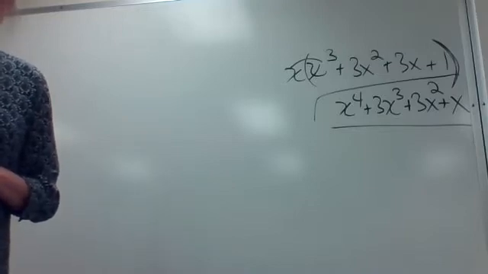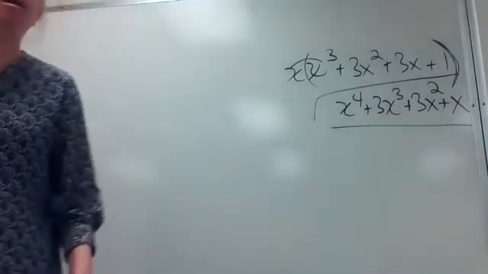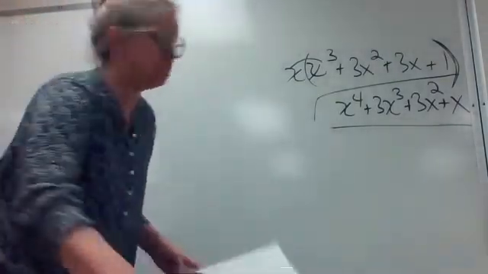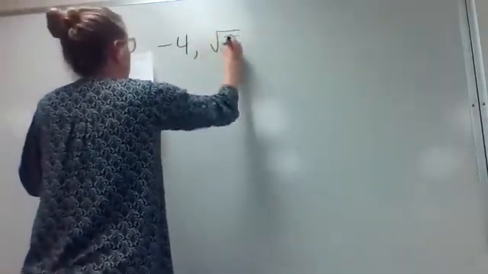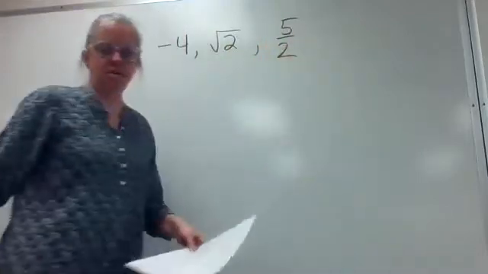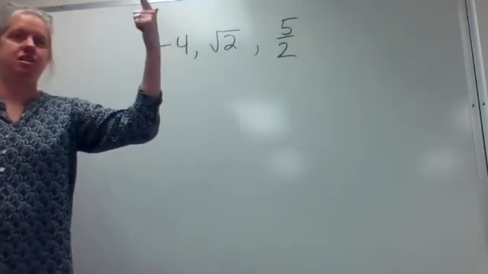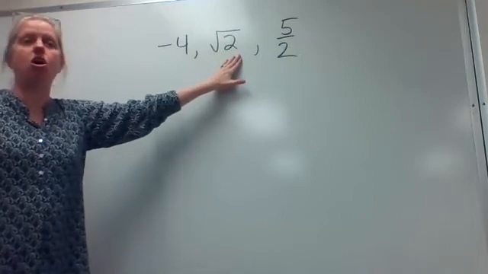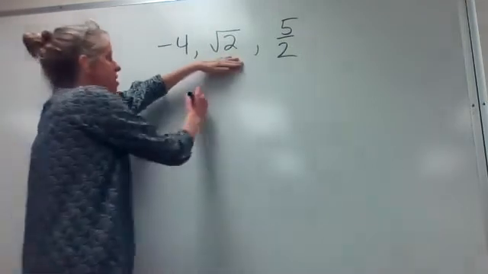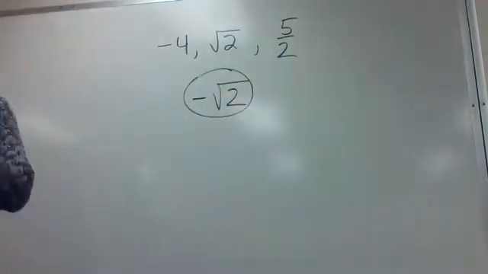So like on number 7, it says, suppose a polynomial of degree 4 with rational coefficients has the given numbers as zeros. Find the other 0. It gives me 3 of them. If it's degree 4, that means there's only 1 missing. So I have negative 4, square root of 2, and 5 halves as zeros. The ones that always come in conjugate pairs are square roots and i's. So if the square root of 2 is a 0, then its opposite also is. So the missing 0 is just negative square root of 2.